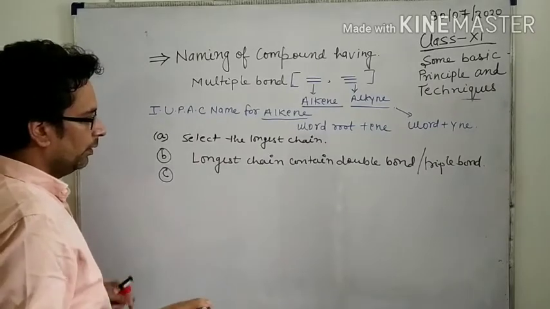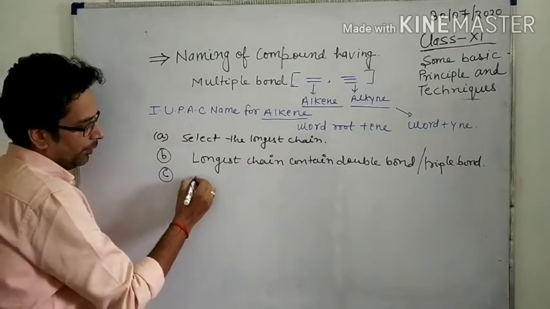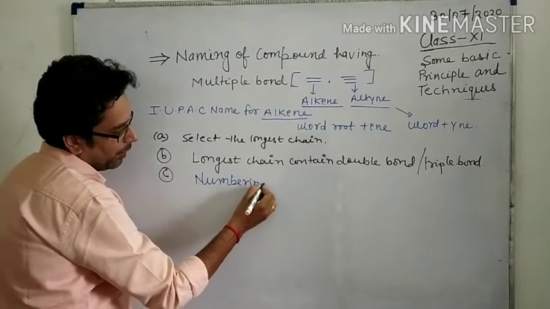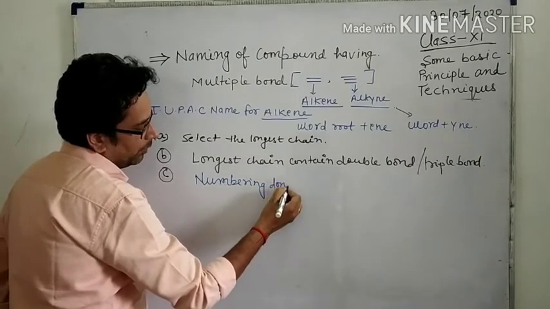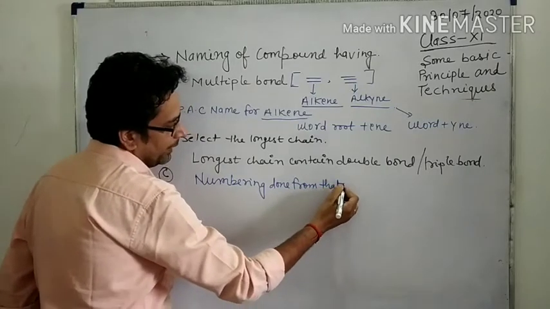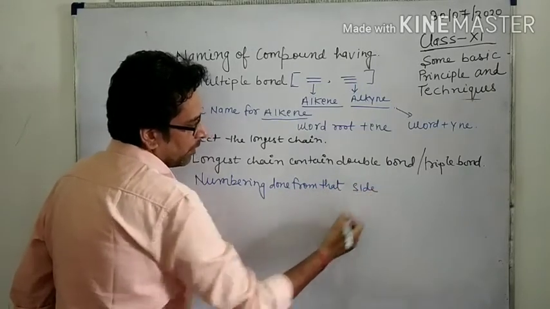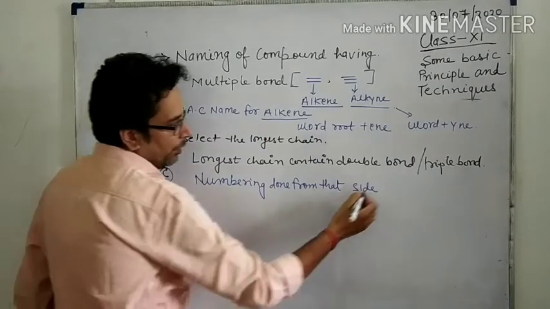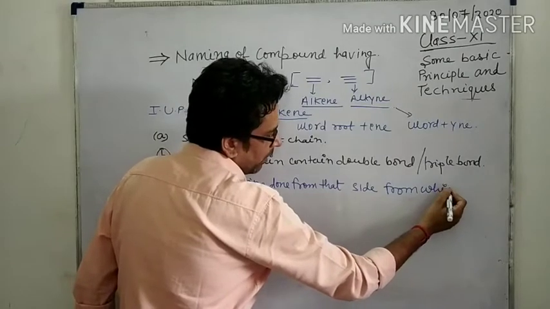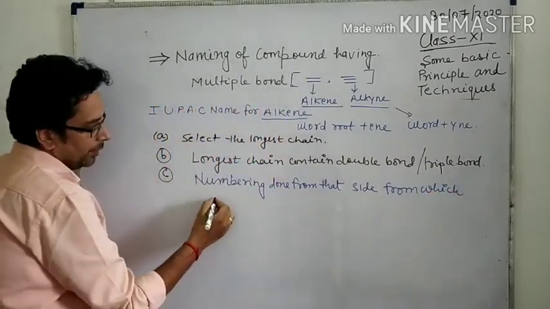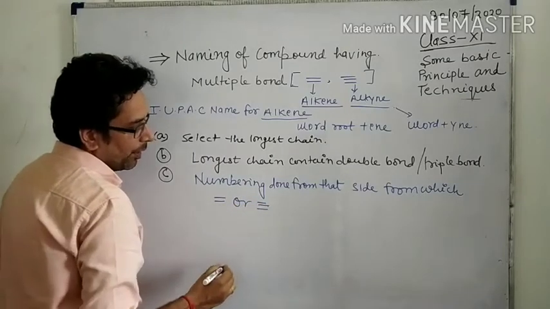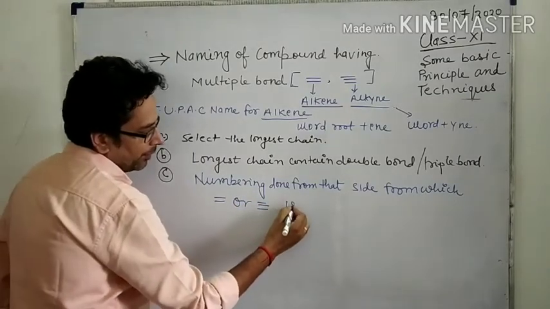Now next, numbering is done from that side from which the double bond or triple bond is nearest.